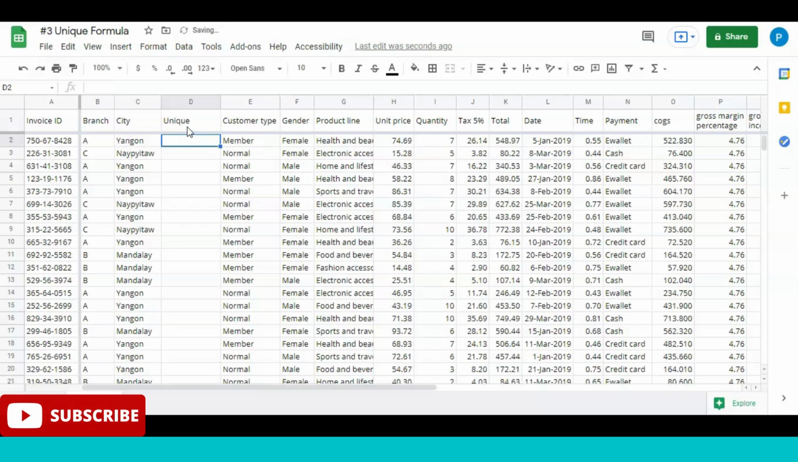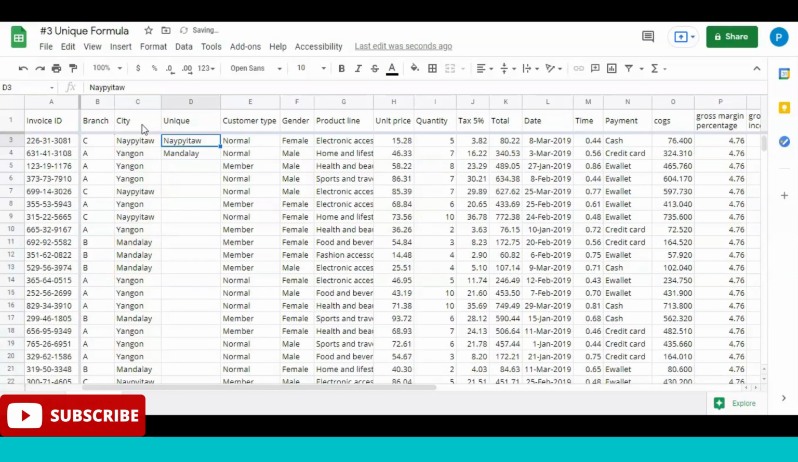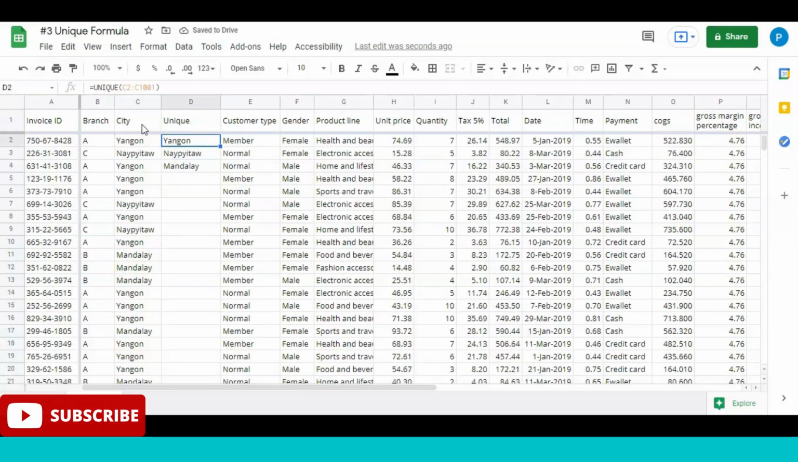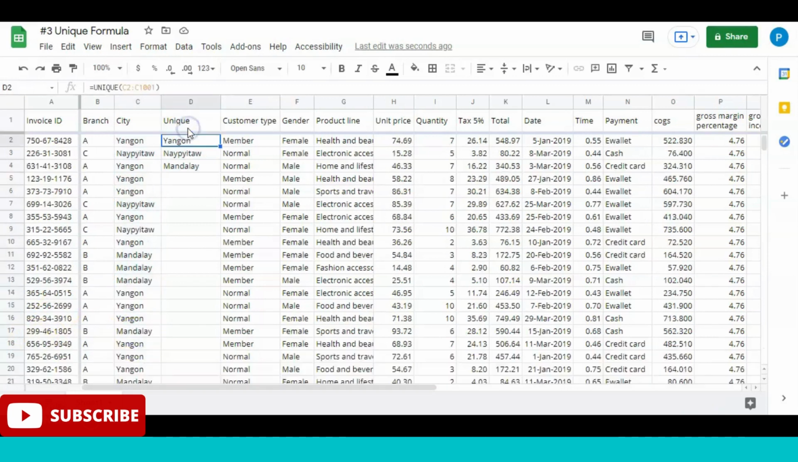So as we discussed, you have to use equal to, then write unique, and then the range. Range is C to C. If you want to exclude this city name, then C2 to C1001. This is my data, and enter. So there are only 3 cities throughout the entire data. Throughout the entire 1000 rows, I have only 3 cities that this data belongs to. In this way you can find unique values, unique data, unique members, how many members you have.